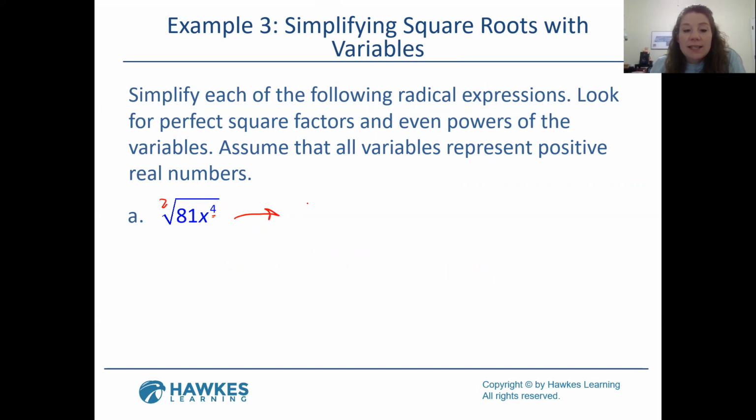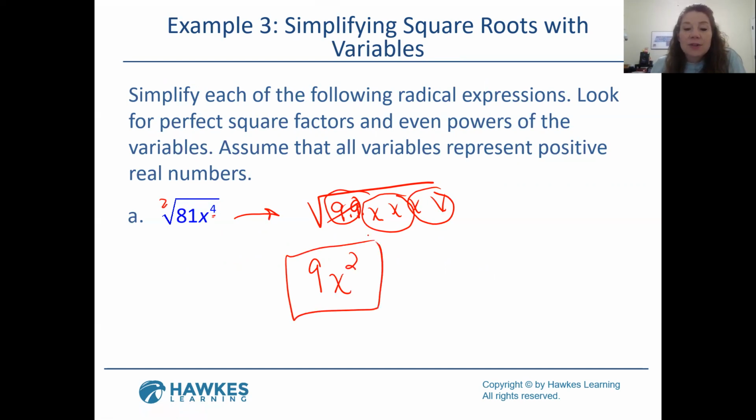So 81 is 9 times 9. And then we have 4 x's. So we get to pull out 1 9. And then we get to pull out 2 x's, x squared. And that's the final answer. We don't need absolute value marks because these do not match.